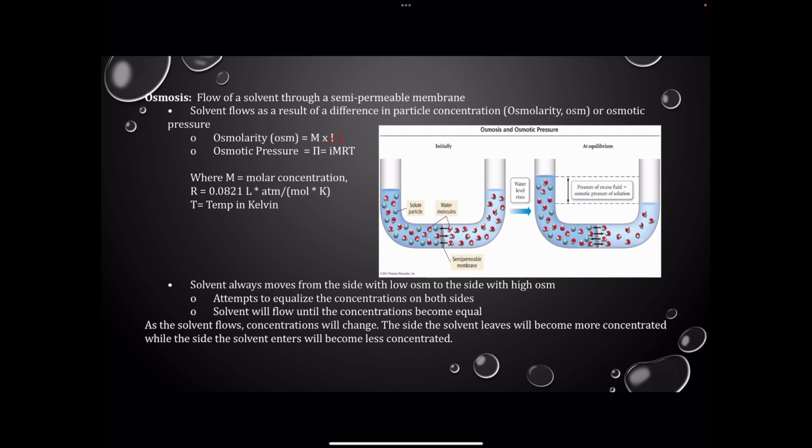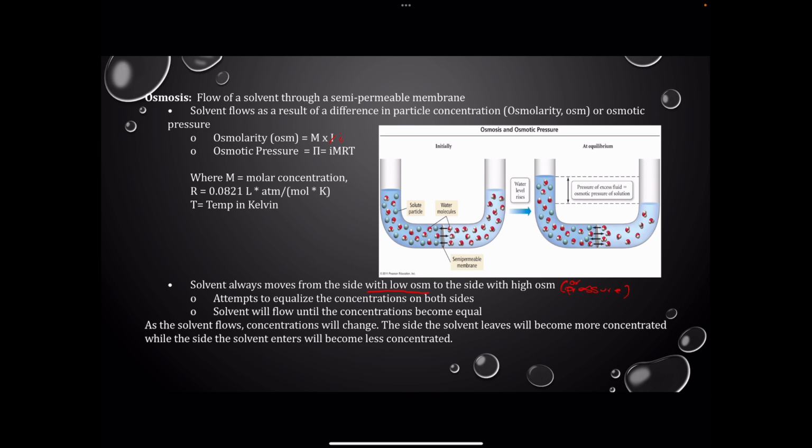Now, when it comes to osmosis, we said that's going to be the flow of a solvent through a semi-permeable membrane. The solvent will always move from the side with the low osmolarity or the low osmotic pressure to the side with the high osmotic pressure or osmolarity. Now, it is doing this in an attempt to equalize the concentrations or pressures on both sides of that membrane. The solvent will flow until the concentrations or pressures become equal.